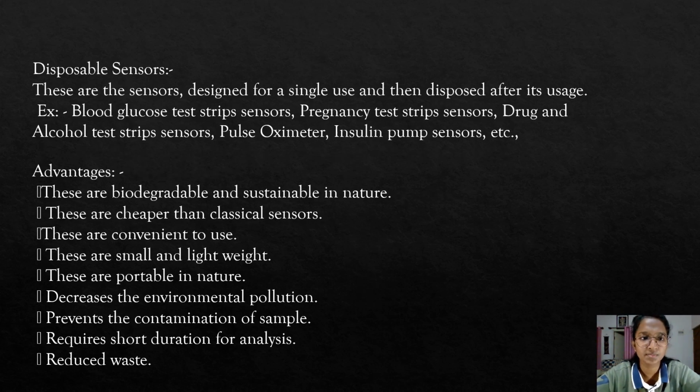Next comes disposable sensors. These are the sensors designed for a single use and then disposed after its use. Once you use it, you need to throw it. Example, blood glucose test strips sensors, pregnancy test strips sensors, drug and alcohol test strips sensors, pulse oximeter, insulin pump sensors, etc. Advantages are these are biodegradable and sustainable in nature, which won't harm the nature.